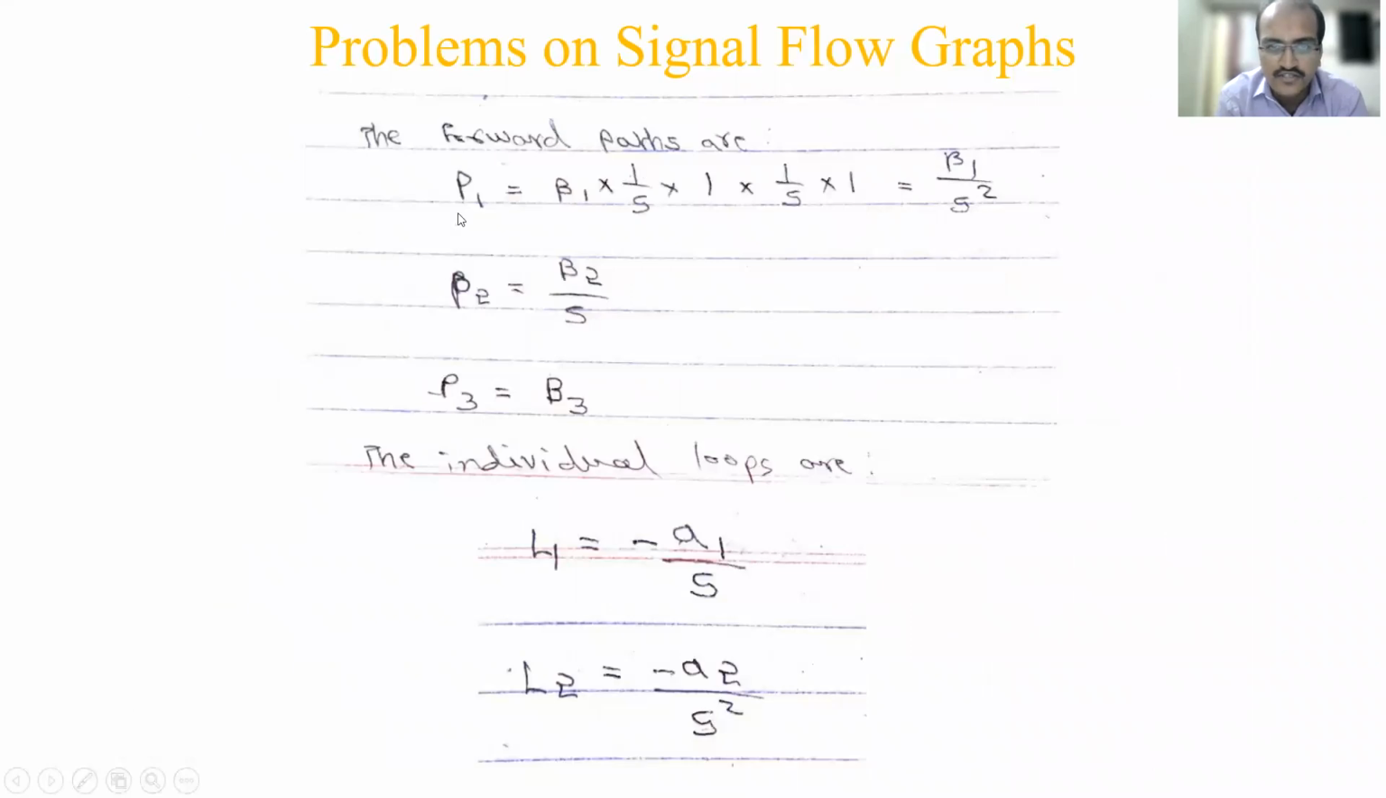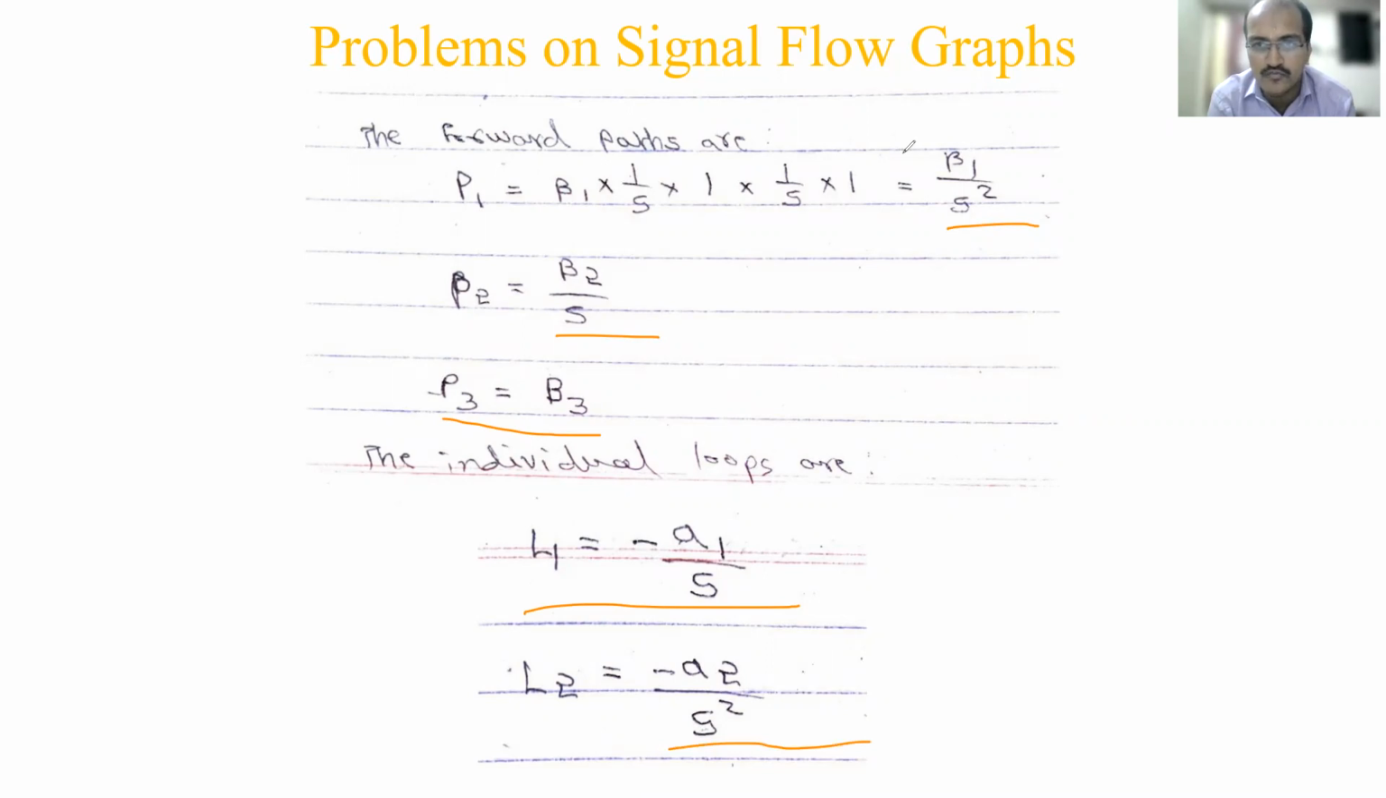Okay. So this only we'll write down and put in the formula for the 3 forward paths. Just whatever I showed you, I'm multiplying there. So B1 into 1 by S into 1 by S, it will finally be beta 1 by S square. Beta 2 is again, you have the upper one and then 1 by S was there. So it is beta 2 by S. And finally you had the straight path, which is only beta 3. Okay. Then the individual loops are, one is minus A1 by S you had, and another is minus A2, and there are two 1 by S paths. That's why minus A2 by S square. These are the two loops. Okay.